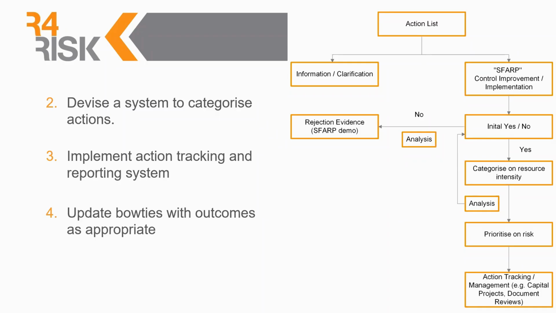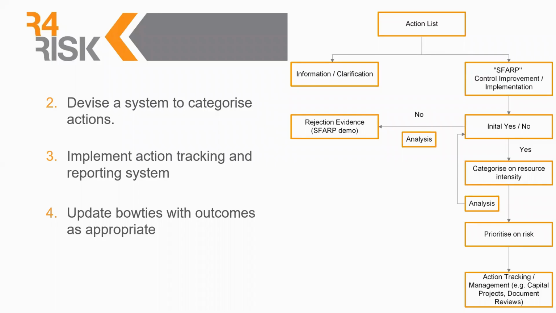We need to implement an action tracking and reporting system. So we need to track the status of our actions and show people that what they're doing is important. And this needs to be reported at an appropriate level of management. If they are high fatality level risks, we need to ensure that these actions are known to management to maintain the momentum for these actions to be completed.